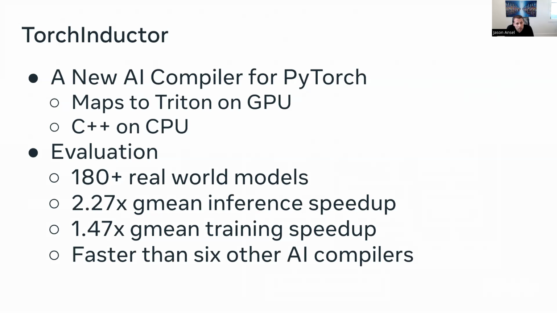speedup, and we compare these speedups to 6 other AI compilers and show that Torch Inductor provides the best performance.